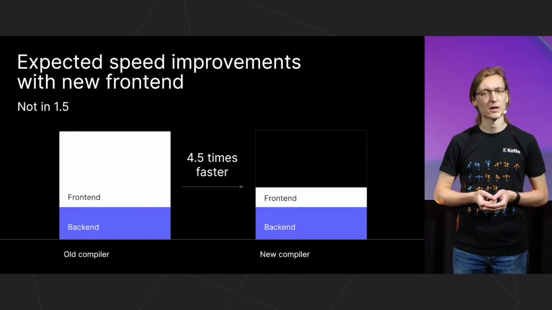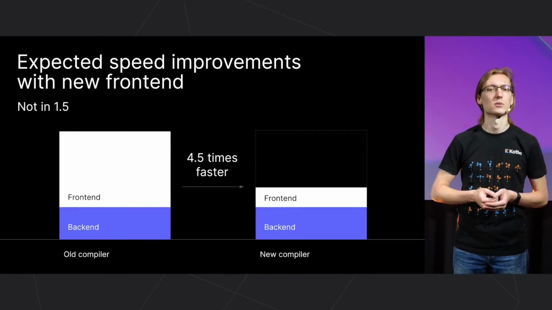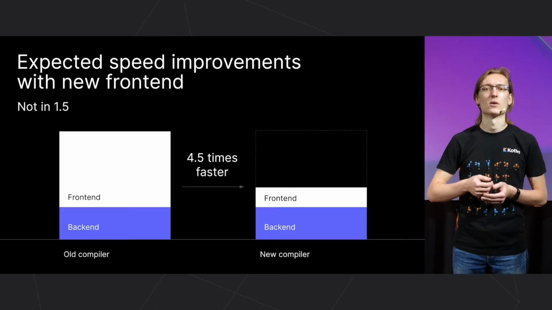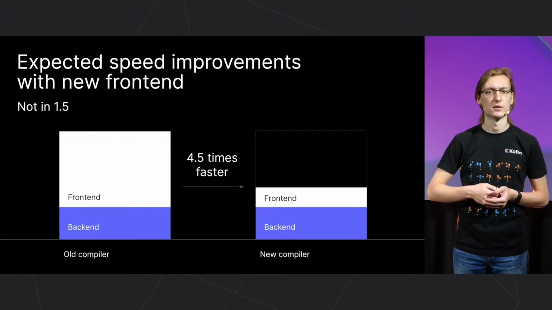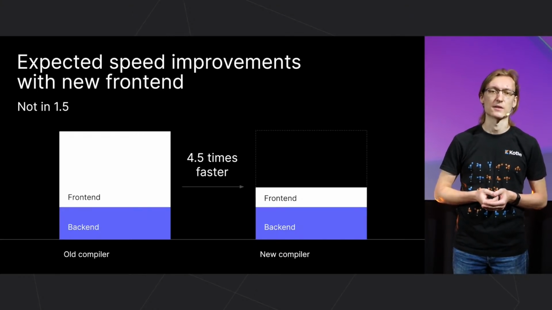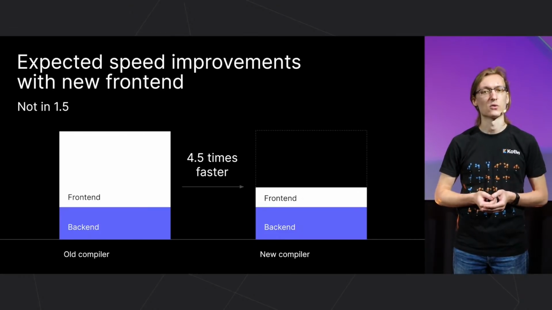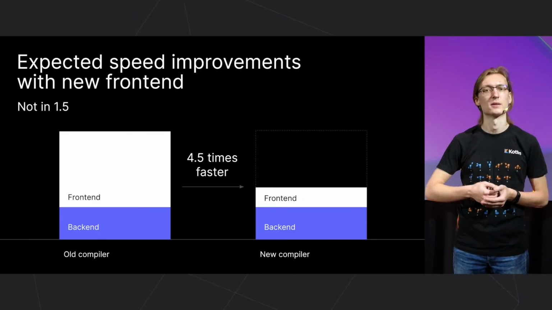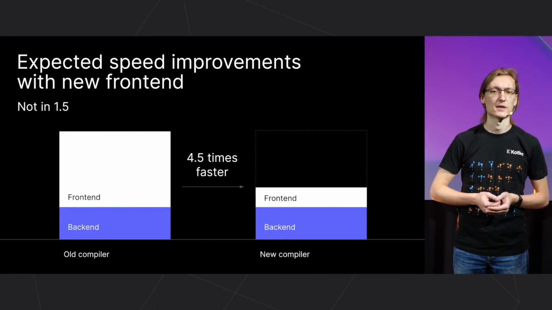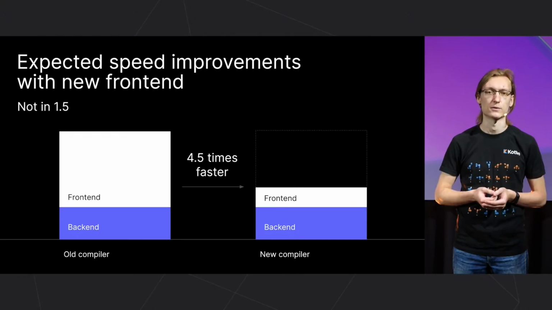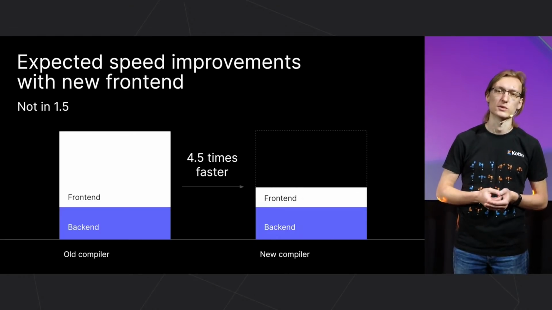In the current compiler, the frontend accounts for more than 70% of the compilation time. In the new compiler, we've significantly optimized the frontend, and it's now 4.5 times faster than in the old compiler. Also, as Egor mentioned before, the IDE uses the same frontend for its work, so the performance of the IDE will be drastically improved.